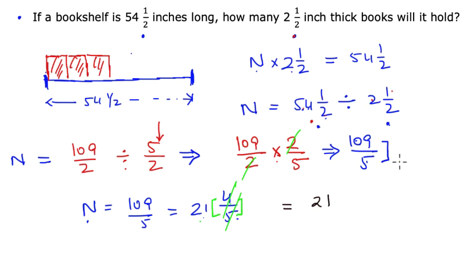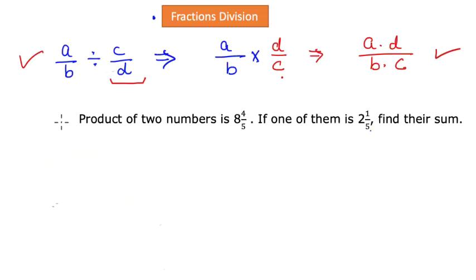As simple as it is, this is how you solve your fraction division problem, and the trick is in understanding the problem statement and converting it into its respective diagram if you require one. Another scenario we have is that the product of two numbers is 8 4/5. If one of them is 2 1/5, find their sum.